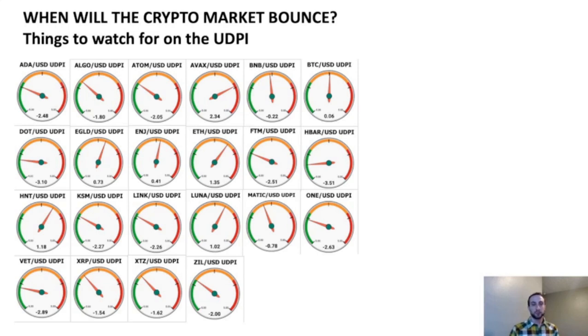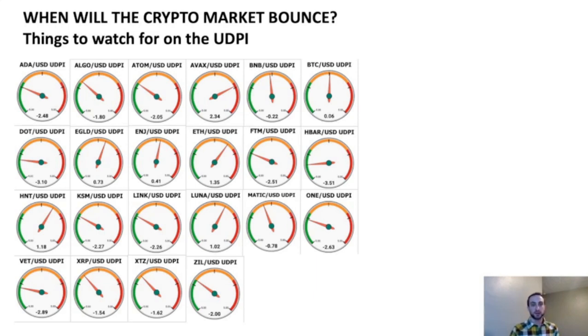So what you're looking at here is our 22 risk gauges for our UDPI risk indicators. If you've been following the channel, you're pretty familiar with these by now. If you're new to the channel, welcome. And let me explain to you what you're looking at. The UDPI stands for Upside Downside Potential Indicator. That basically means what it sounds like.